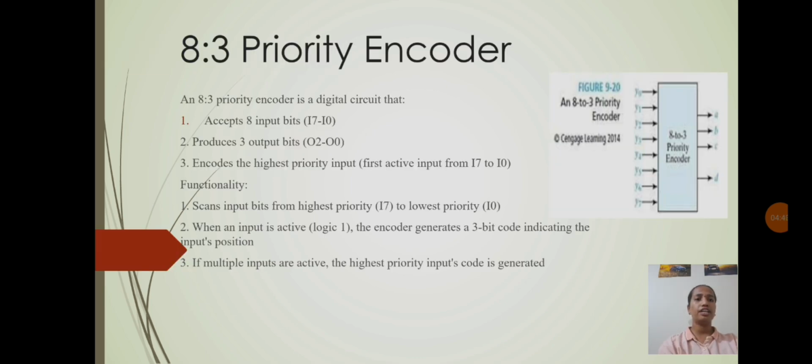Let us study the 8:3 priority encoder. An 8:3 priority encoder is a digital circuit that accepts 8 input bits and produces 3 output bits, encoding the highest priority input. It scans the input bits from the highest priority to the lowest priority. When an input is active logic 1, the encoder generates the 3-bit code indicating the input position. If multiple inputs are active, the highest priority input code is generated.